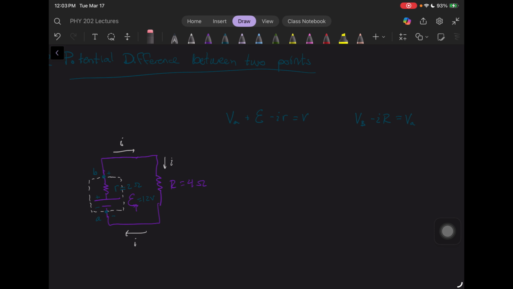I guess these should be lowercase b's if we're going to be good people. Okay. And so if we want, we could move the VA over here to get VB minus VA is E minus Ir. And then here we can bring VA over here, and we get VB minus VA is equal to IR. Okay, so I feel like we're off to a pretty good start already.